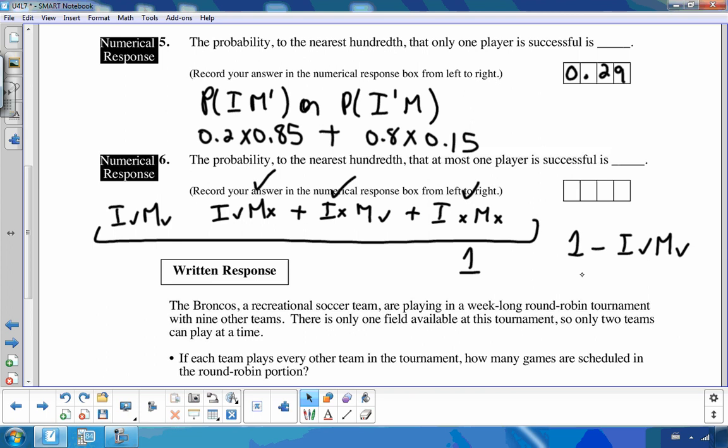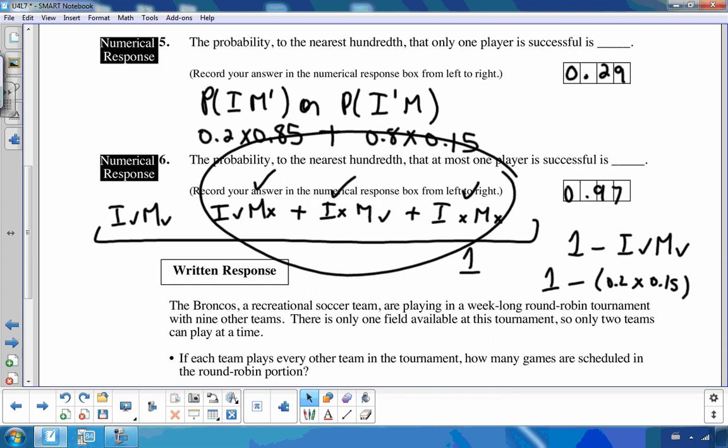Okay, and if you want to do it the other way, you'll get the same answer. So 1 minus, Isabella is making it with 0.2 chance, and Michaela is making it with 0.15 chance. If you want to see the other way, on my detailed solutions on D2L, I did it the first way. I'm just trying something new, and I get 0.97, which is the same answer. I was just trying something new here. Okay, let's move on to the written response. So we're in the home stretch.